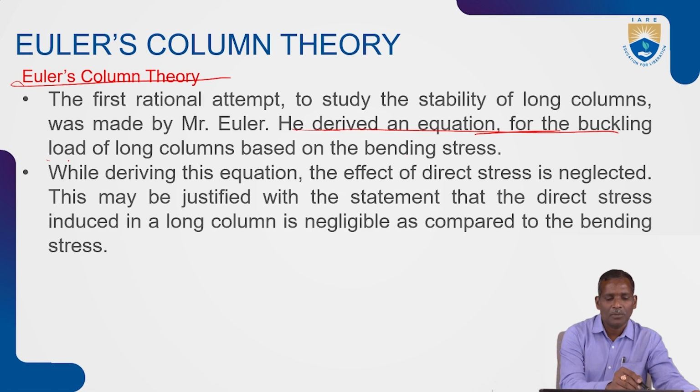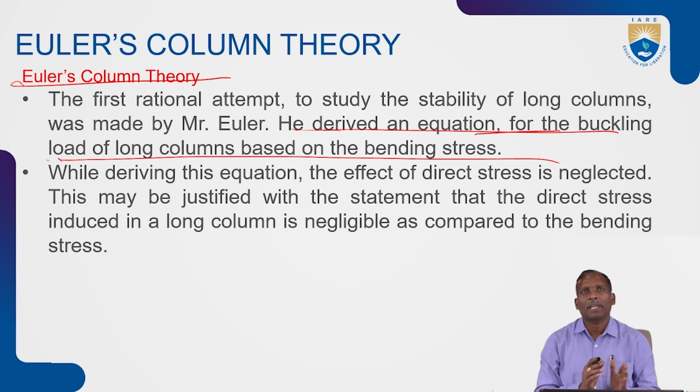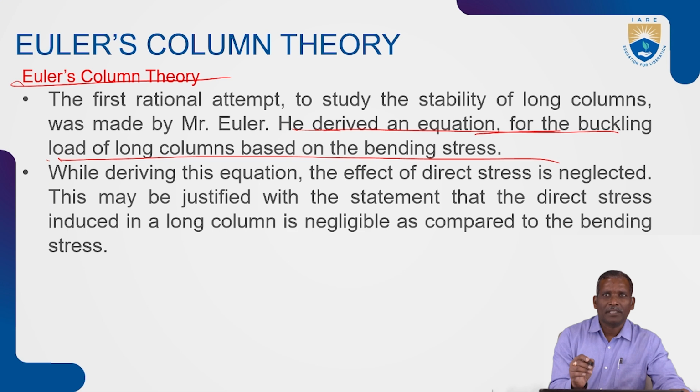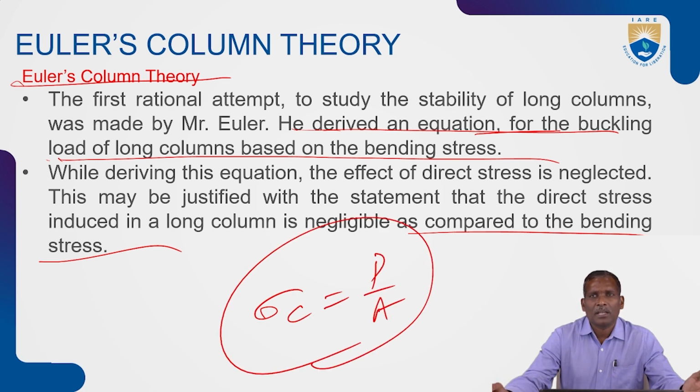So up to now we have discussed buckling load. Due to the buckling load, the column fails. So what is this buckling load? How to calculate it? How to avoid it? While deriving this equation, the effect of direct stress is neglected. This may be justified with the statement that the direct stress induced in a long column is negligible as compared to the bending stress. So direct stress, the load per area, the direct compressive stress, we are not considering.